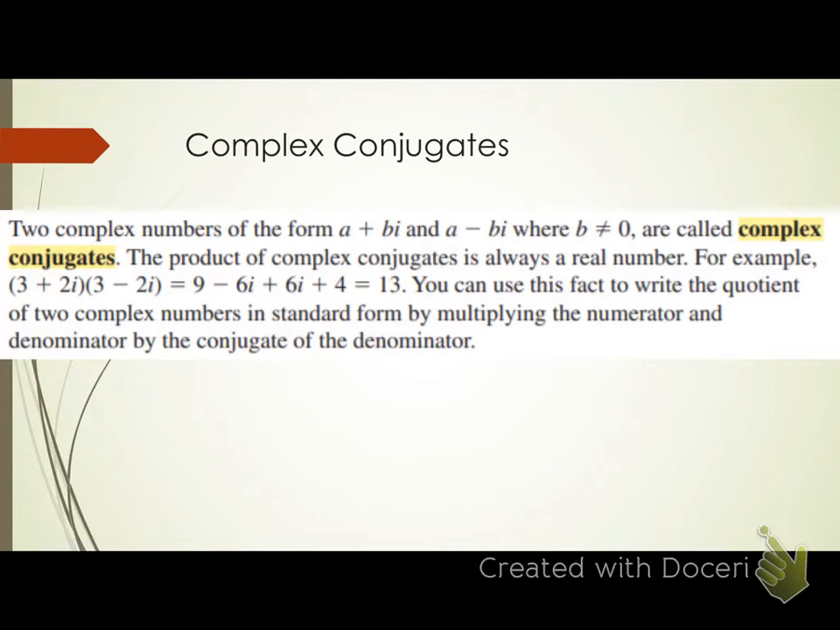Let's talk about complex conjugates. Two complex numbers. I'm going to turn both lights off. Stay awake on me. But you can see it better with both lights off.